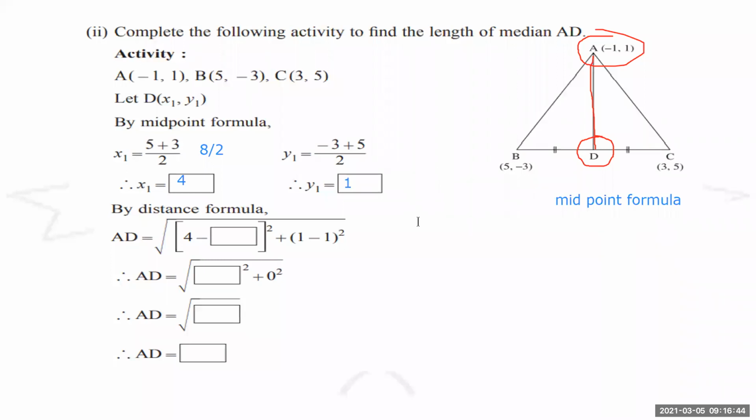So by distance formula, what will you get? AD equals... you have got the coordinates of D as 4 and 1. You have taken this point D as X2, Y2. You have to understand this. So X2 is 4 minus... here the minus 4 will come, so 4 minus of minus 1.